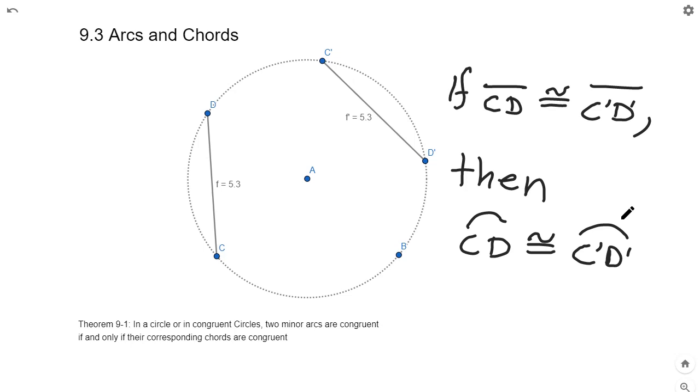So let's demonstrate that this is true. Here's arc C prime D prime, which corresponds with chord C prime D prime. That should be exactly the same as the chord from C to D. So I'm going to move that chord along the circumference, and it should overlap arc CD. And it does. That's what this theorem says. As long as the two chords are congruent, then you should expect to have congruent arcs.